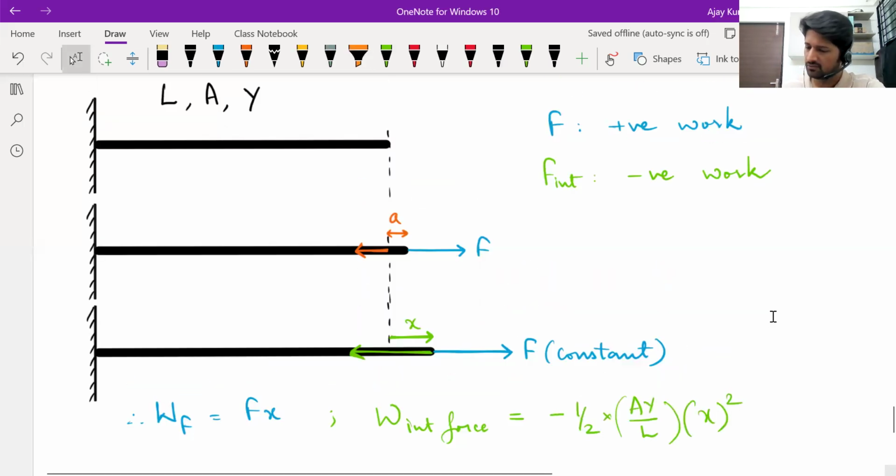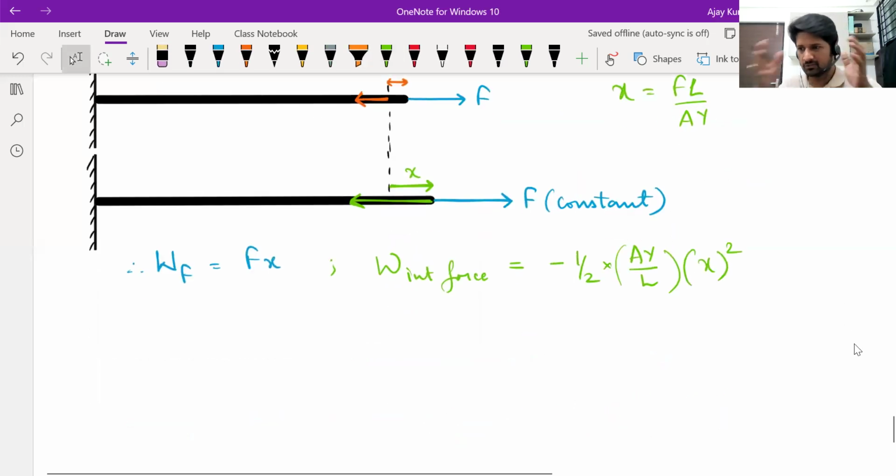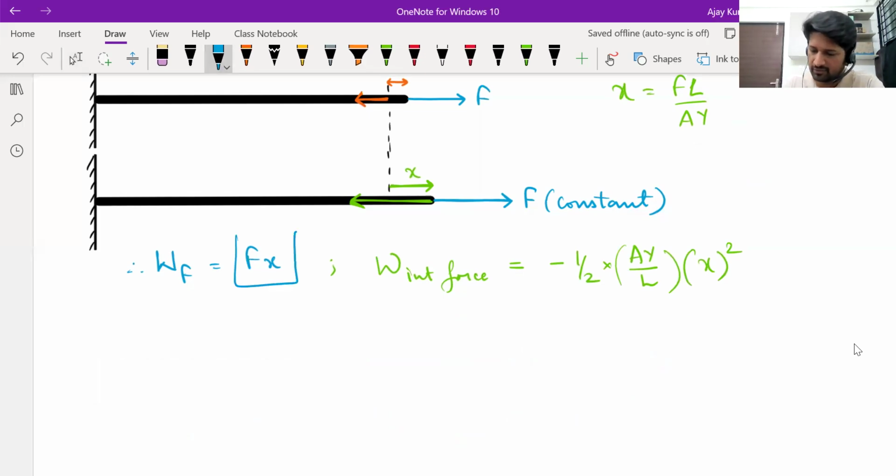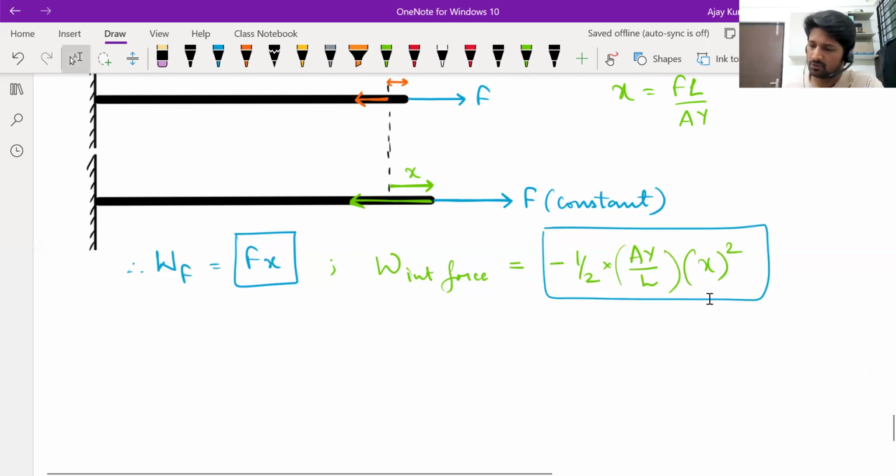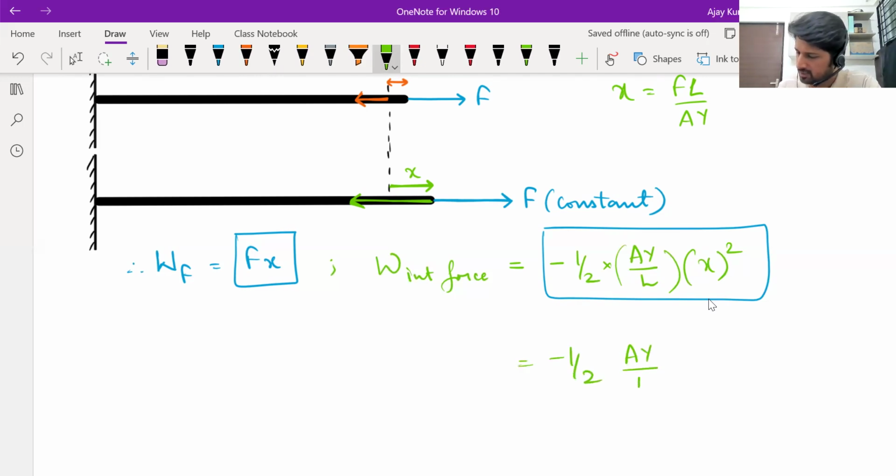Now we know x is equal to FL by AY. So one x I will replace with this. Why? Because I want to compare work done by external force and work done by internal force. External force was simply written in terms of F and x. Internal force, we got a slightly complicated expression. I'm trying to simplify it. So what we can do is substitute one x as FL by AY. Then what happens? Minus half AY by L into one x I'll keep as it is. The other x I'll replace with FL by AY. L by AY, L by AY cancel. You get minus Fx by 2.